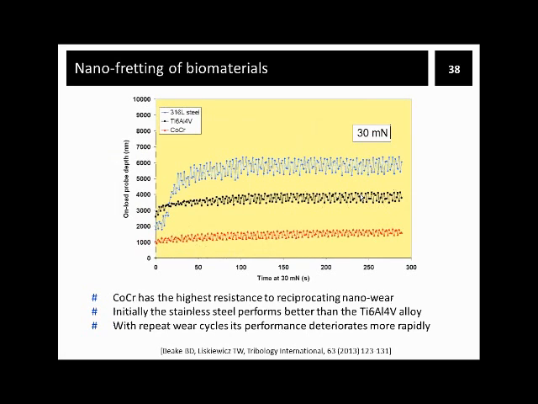The difference is probably more clearly visible here under the constant load test under 30 millinewtons, where initially stainless steel performs better than the titanium alloy. However, with repeat wear cycles, its performance deteriorates more rapidly. And cobalt chrome alloy still shows the highest resistance to nanofretting here.